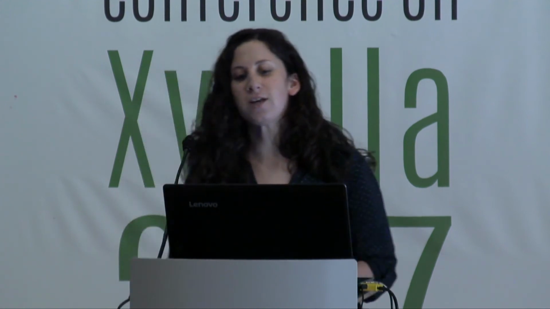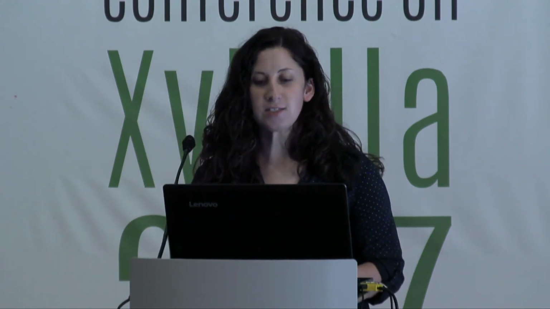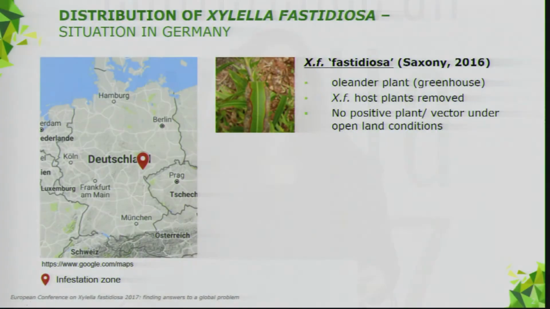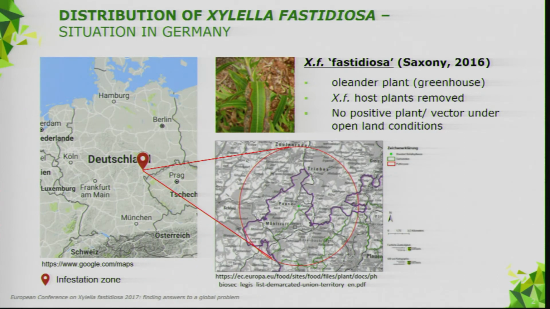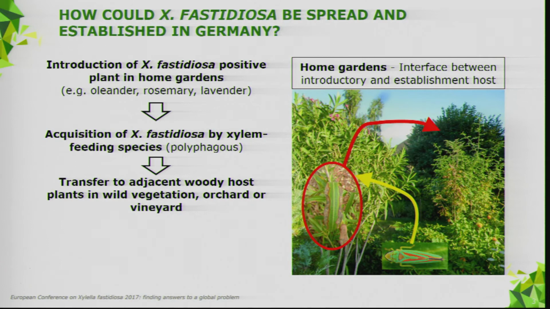As you may all remember, Xylella fastidiosa was detected for the first time in Germany in 2016. A potted oleander plant was infected with the subspecies fastidiosa. A buffer zone was arranged and no positive vector or plant could be found under open land conditions so far. This case leads us to the question: how could Xylella be spread and established in Germany?